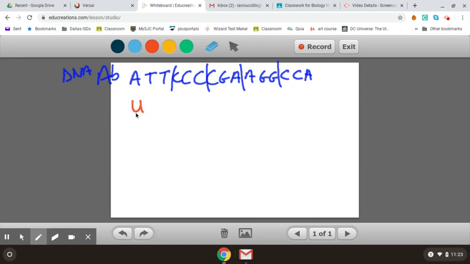So it sees an A, it makes a U. It sees a T, it makes an A, just like normal. Sees a T, it makes an A. Sees a C, it makes a G. Sees a C, makes a G. Sees a C, makes a G. Sees a C, makes a G. Sees a G, makes a C. Sees an A, makes a U. Sees an A, makes a U. Sees a G, makes a C. Sees a G, makes a C. G, G, U. This is the copy of the recipe for beef Wellington.